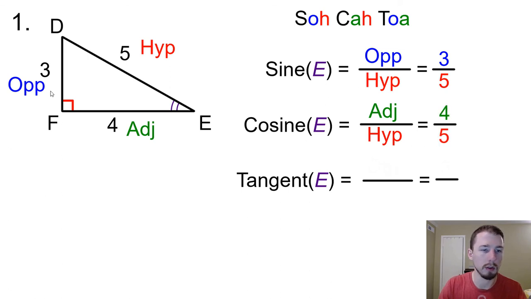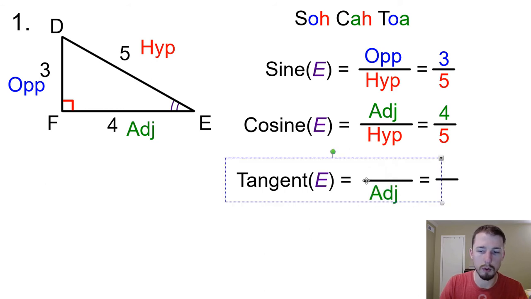And you might want to label those. You can label it O, H, and A if you want, or opposite, adjacent, hypotenuse like I've done. Tangent is the opposite over the adjacent. So that's going to be 3 over 4. So opposite over adjacent, which is 3 over 4.